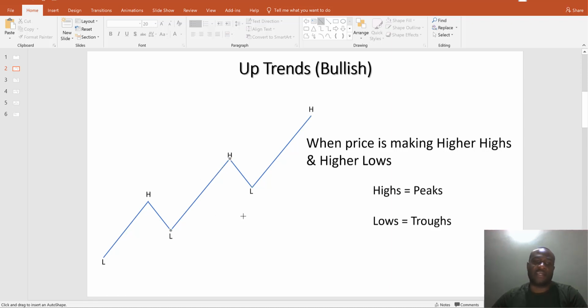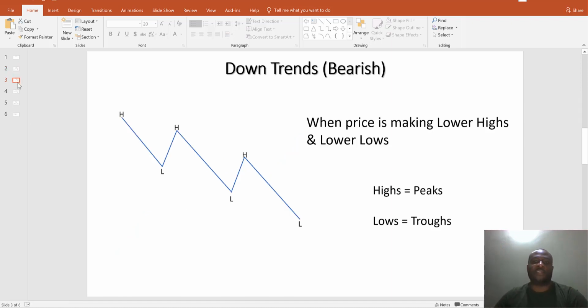The second part of that is that it's also making higher lows. You get the lows down here, and each low it creates is higher than the prior low. Okay, I hope that's clear. But if you have any questions, please do comment in the comment area.